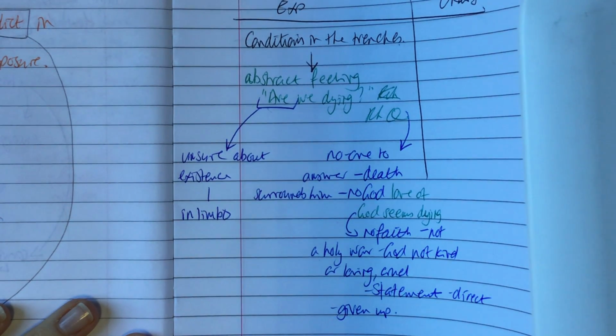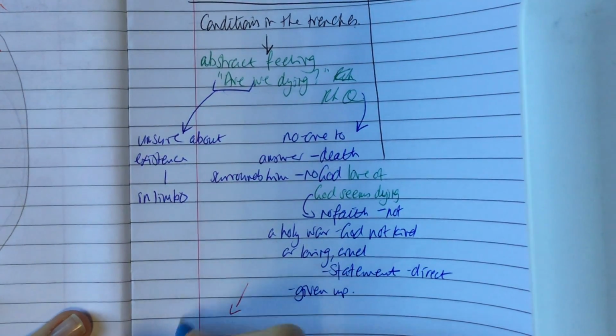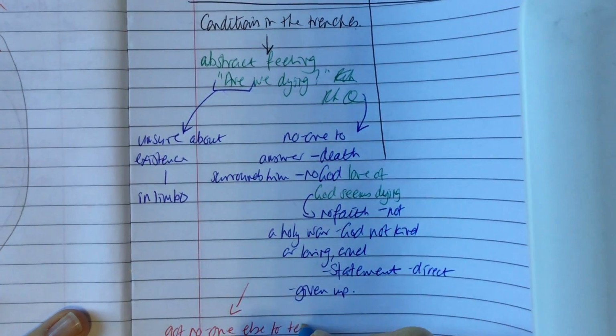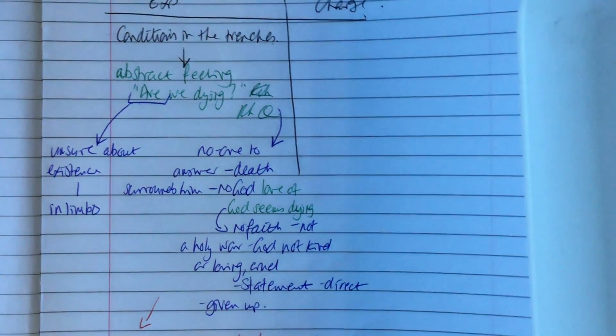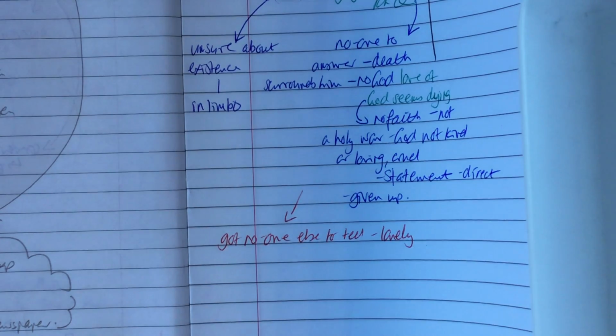He has no one else to tell. He's got no one else to tell. Lonely. Oh yeah, that one. Go on then. So he writes the poem because there's all censorship about the trenches. I don't know how to say.